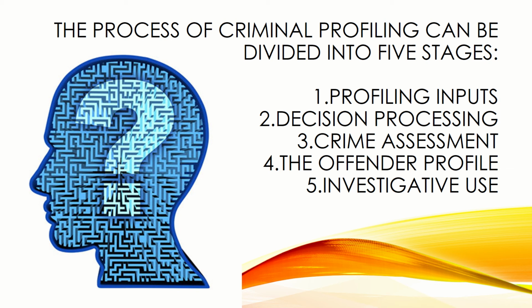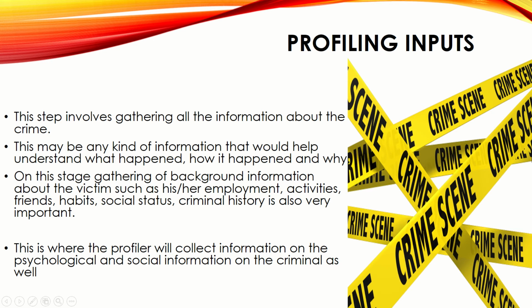The process of criminal profiling can be divided into 5 stages: profiling inputs, decision processing, crime assessment, the offender profile, and investigative use. We'll go through these five stages of the process, and then, like I said, we will go through bottom-up processing and top-down processing as well, so what those 2 different types are. But most of them follow this process, so regardless of whether you're doing bottom-up processing, which is geographical profiling and investigative profiling, or whether you're doing top-down profiling or clinical even, these are the 5 stages that you tend to follow. So the first one is profiling inputs.